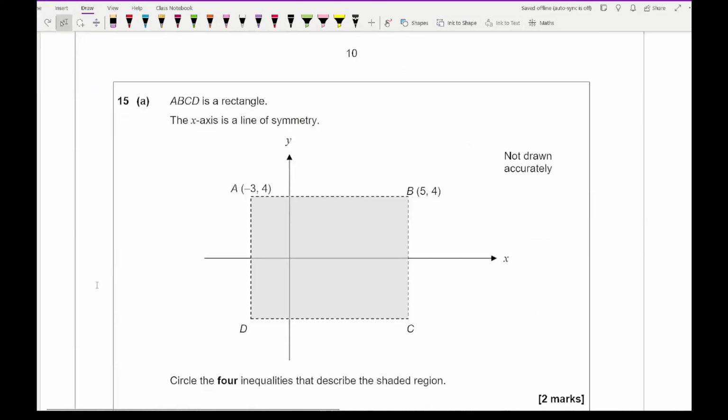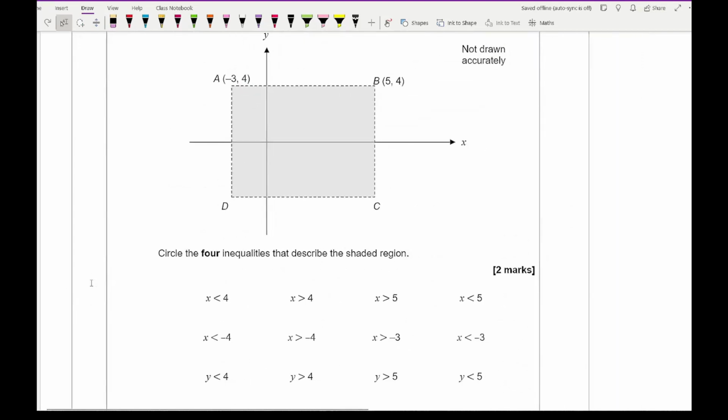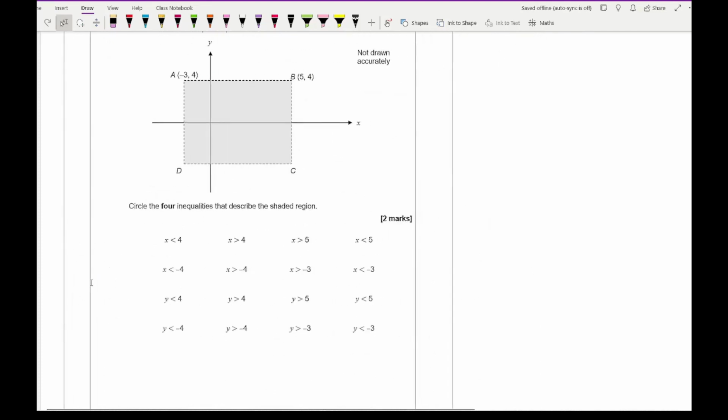Question 15 says ABCD is a rectangle. The x-axis is the line of symmetry, and it says circle the 4 inequalities that describe the region. So what we need to do here is, if I just zoom out ever so slowly, and there we go, write down the equations of each of these lines.